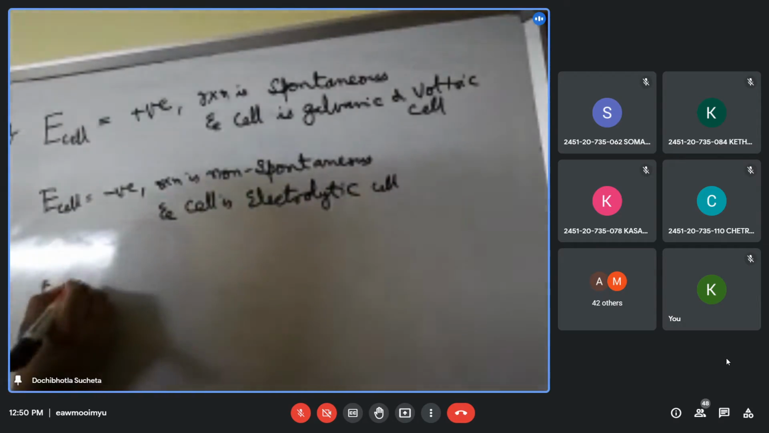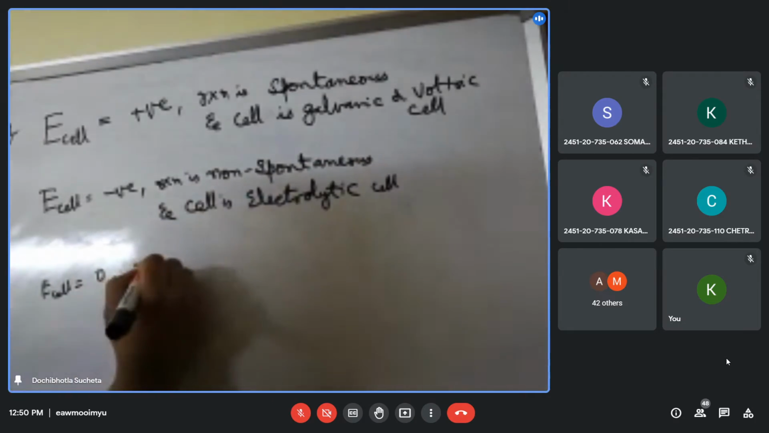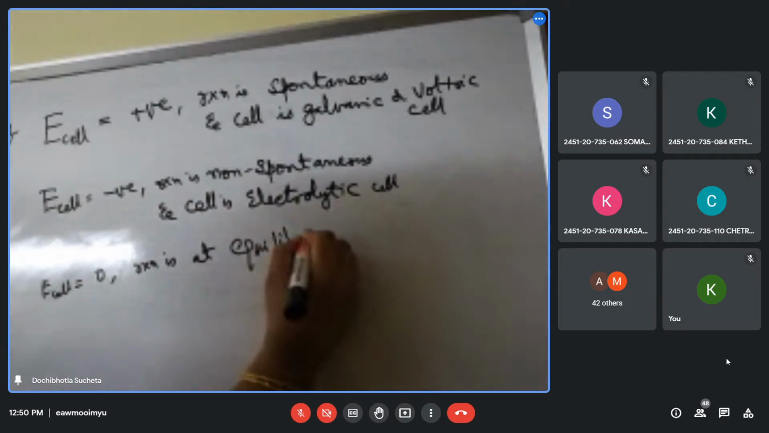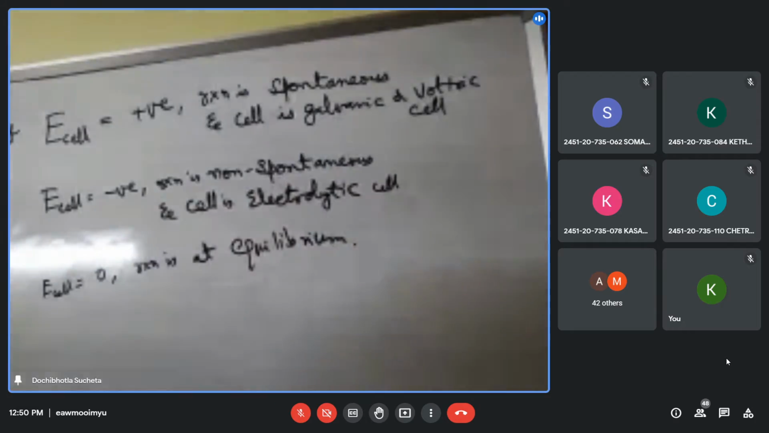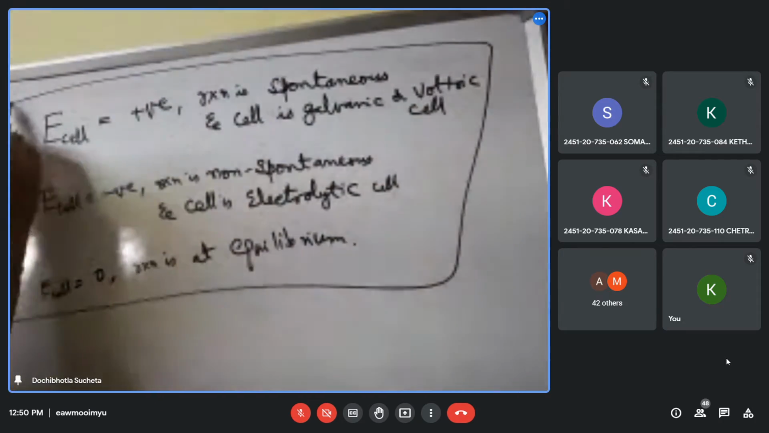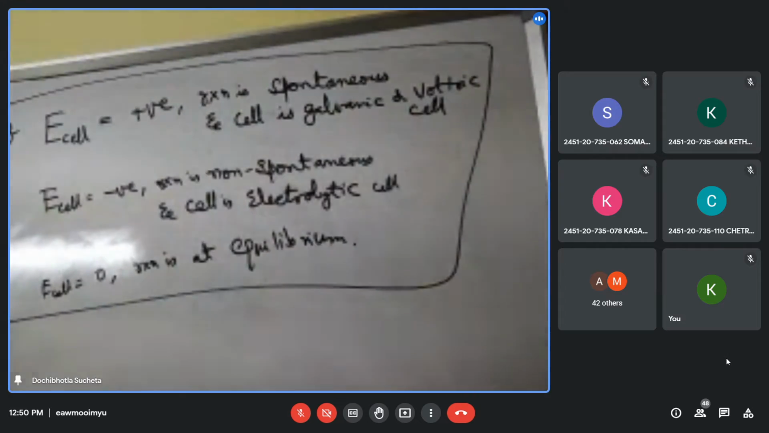If E cell is equal to 0, reaction is at equilibrium and there is no net electrical change. Neither power is supplied nor power is generated. So reaction is in equilibrium. That means the cell is dead. It's a dead cell. Okay, this is an important one. You need to keep it in mind.